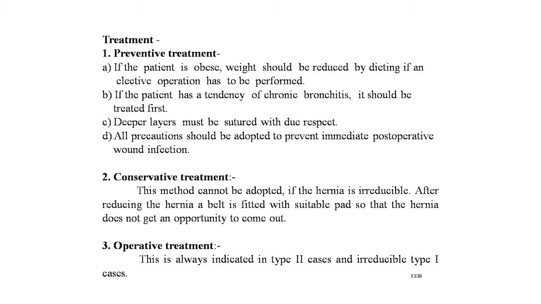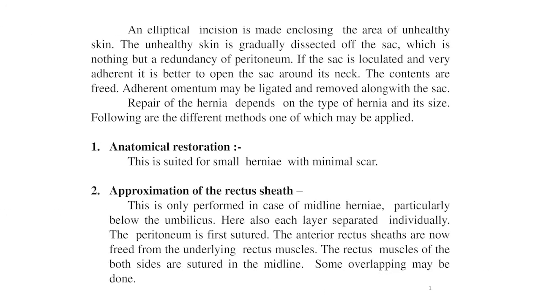This is always indicated in type 2 cases and irreducible type 1 cases. Now the operation: an elliptical incision is made enclosing the area of unhealthy skin. The unhealthy skin is gradually dissected off the sac, which is nothing but a redundancy of peritoneum. If the sac is loculated and very adherent, it is better to open the sac around its neck. The contents are freed. Adherent omentum may be ligated and removed along with the sac. Repair of the hernia depends on the type of the hernia and its size. Following are the different methods, one of which may be applied.